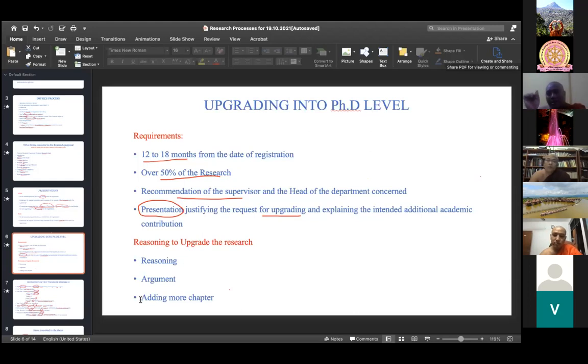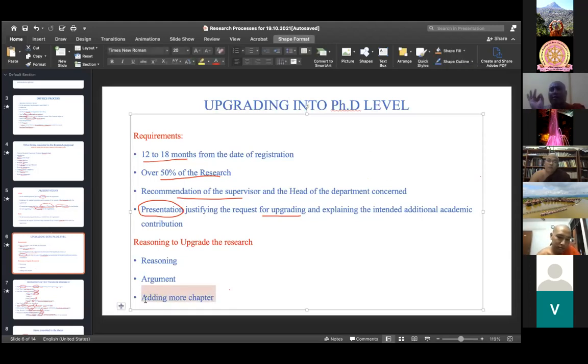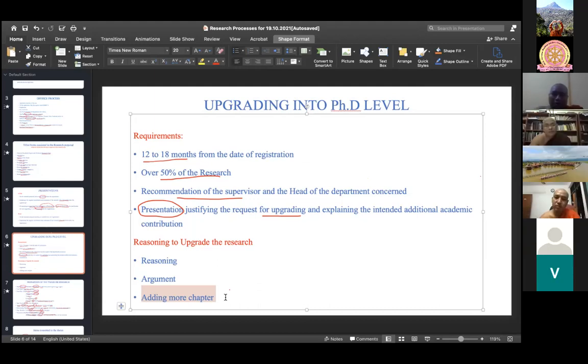Usually, one more chapter. This reason seems weaker, because when students say, in my research, I want to add one more chapter, therefore my research should be upgraded into PhD level, they usually hear this reason. But finally, if you cannot find any other reason to upgrade it, you can take this one as the reason to upgrade it. You must discuss with the supervisor.